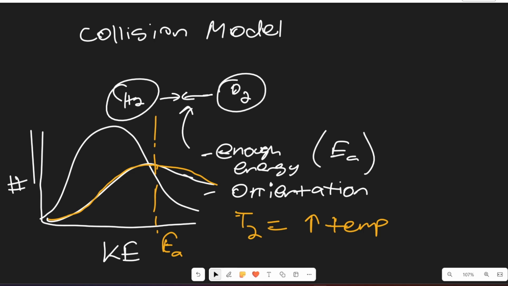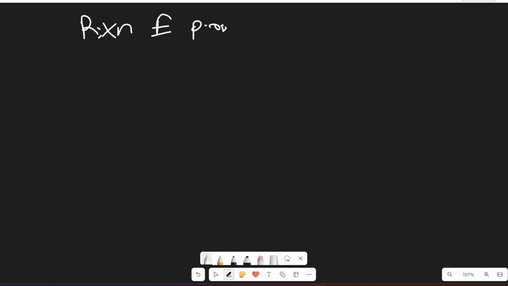And another diagram that you're going to want to understand for the AP exam is going to be an energy profile, also called a coordination diagram. Essentially, I'll just put reaction, I'll put E for energy, E profile.